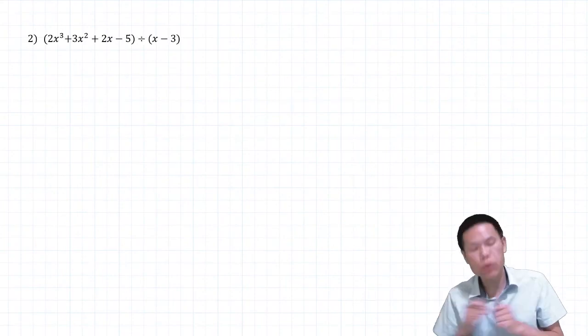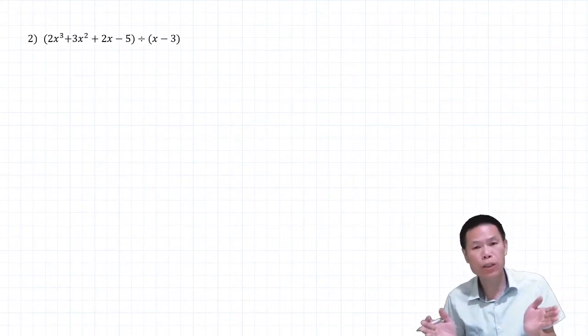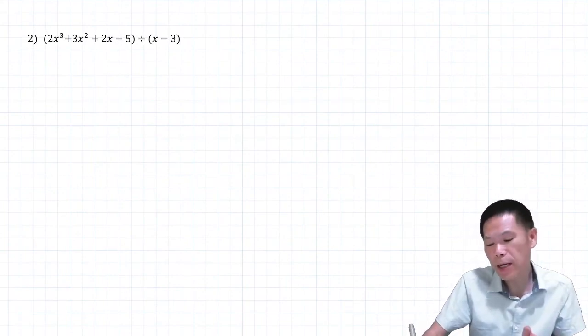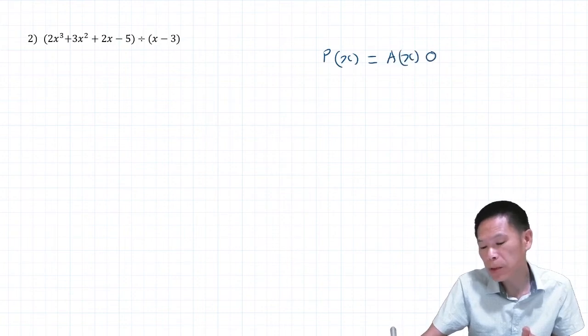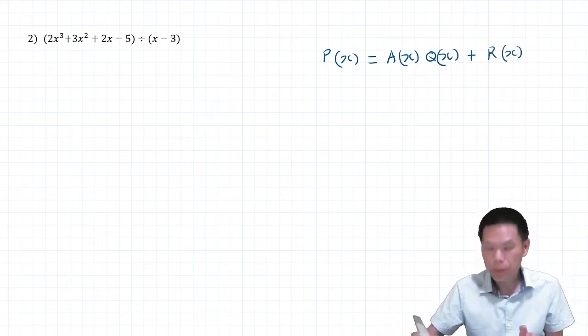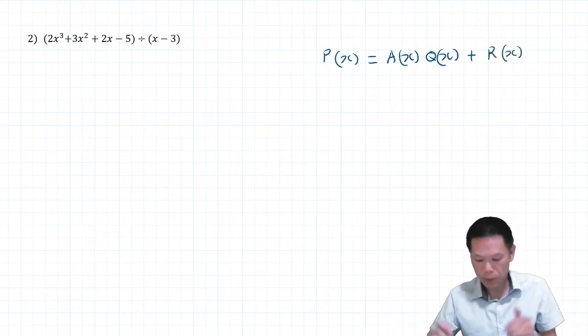So please pause the video and try this one yourself. Okay, so write your answer into this form. P(x) is A(x) times Q(x) and plus the remainder. Please try it yourself.